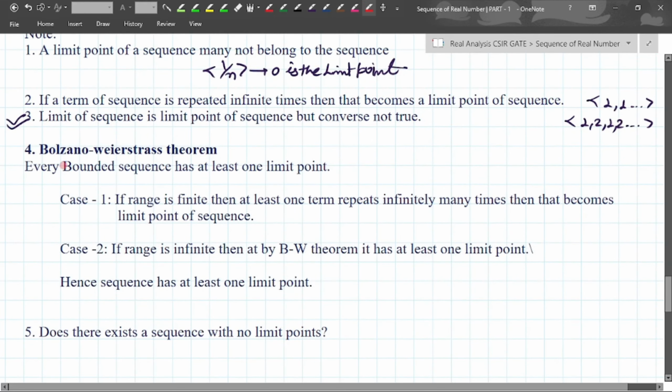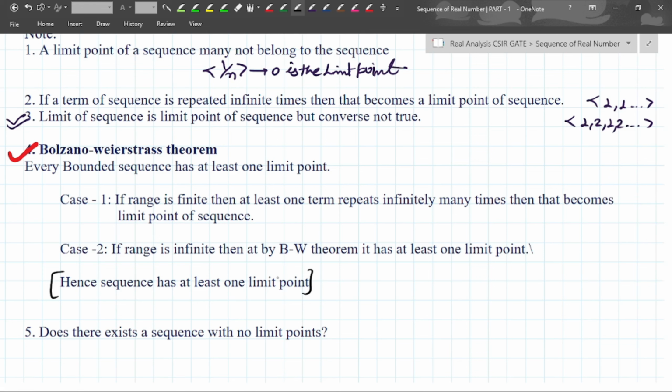Next one is the Bolzano-Weierstrass theorem. This is an important theorem because it says that every bounded sequence has at least one limit point. Using this Bolzano-Weierstrass theorem, I will be able to say every sequence has at least one limit point. Now, how will I justify my answer? Just see, I will be able to say that each and every bounded sequence has at least one limit point.